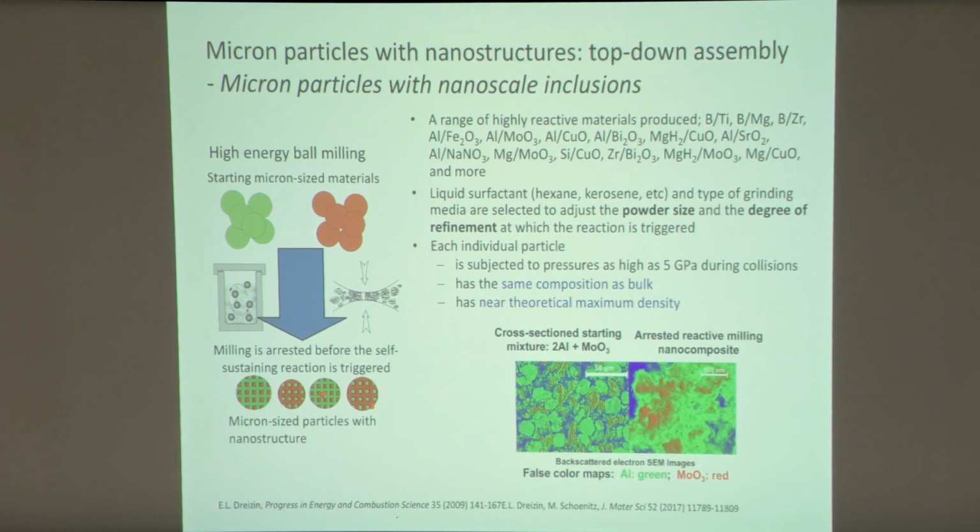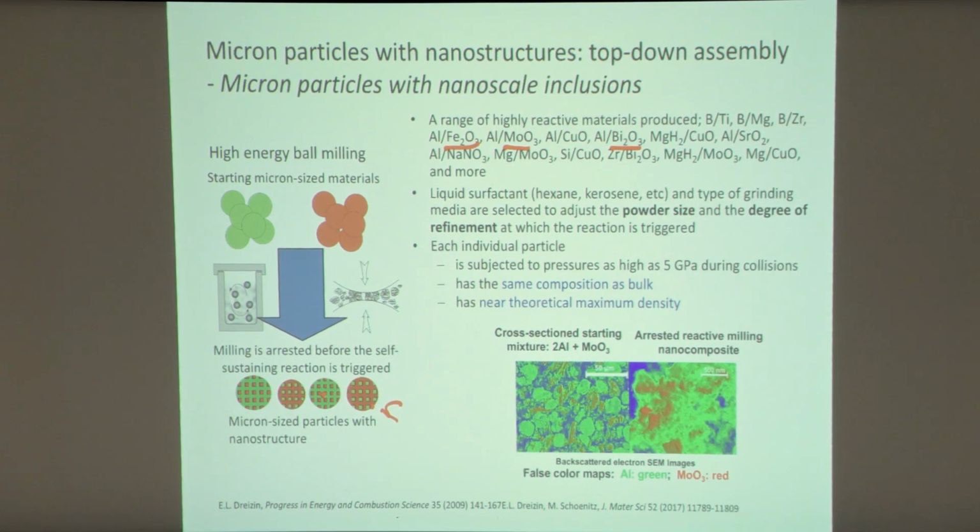Okay, and this has to be a controlled process again, because as I mix it, if the balls start heating the substance, I've got to make sure I don't have a runaway reaction. So a large range of reactive materials have been produced, and I list a bunch here. You can look through it: boron, titanium, very exothermic intermetallic reaction there. Aluminum copper oxide, different sorts of metal oxides have all been looked at with aluminum.